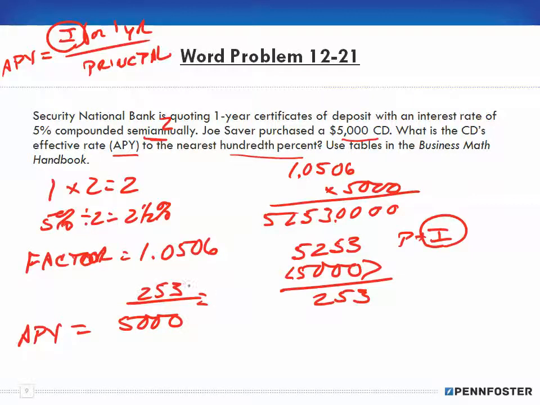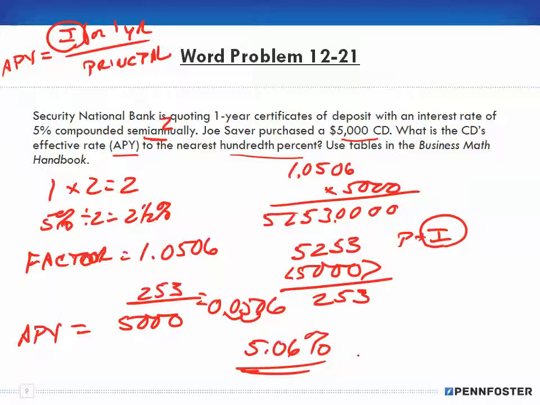When we divide the 253 by 5,000, we end up with 0.0506 as a decimal. Let me do that math again. 253 divided by 5,000. Yep, that's exact, 0.0506. To convert it to a percentage, we end up with 5.06%.